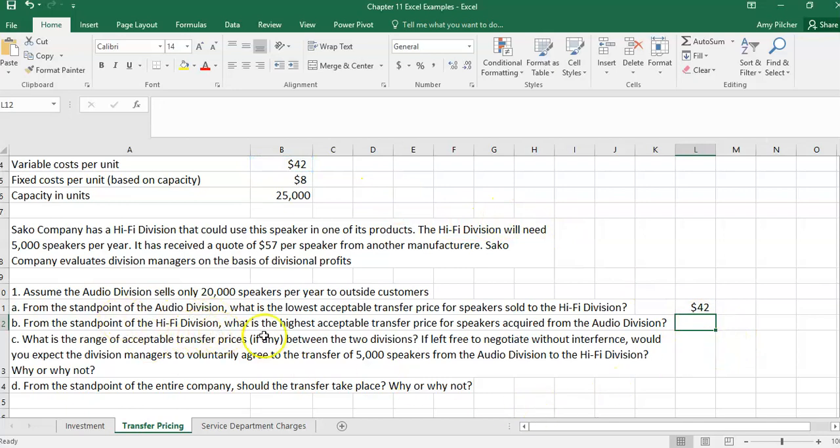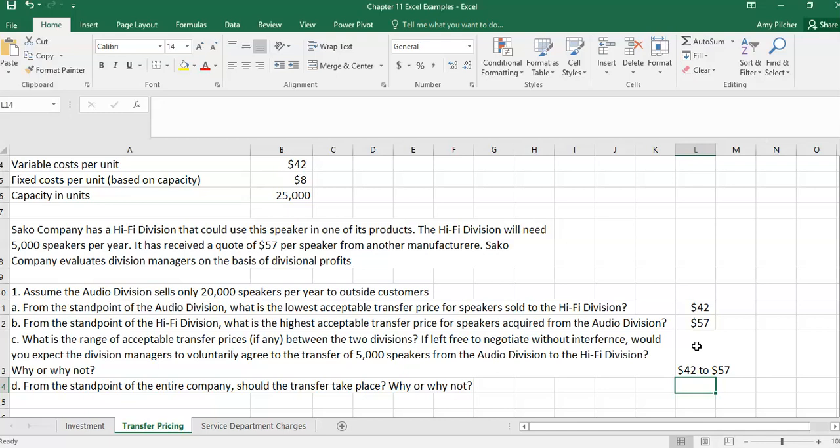For the Hi-Fi division, we want to know the highest acceptable transfer price they will pay the audio division. Well, that is determined by the price that their supplier offers the speaker to them. Since they can buy that speaker from an outside supplier for $57, they are not going to pay more than $57 internally. So now our range of acceptable transfer prices is anything between $42 and $57. And managers would need to decide within that range what price works best for both of them.